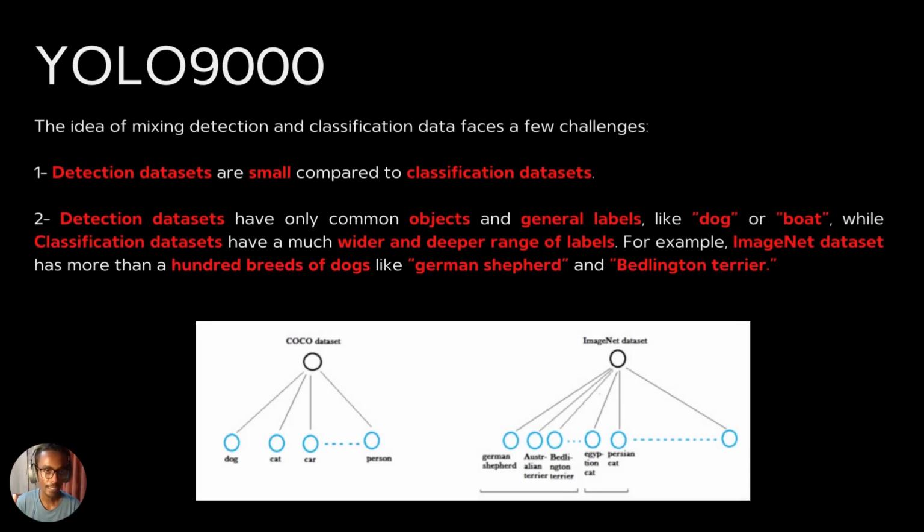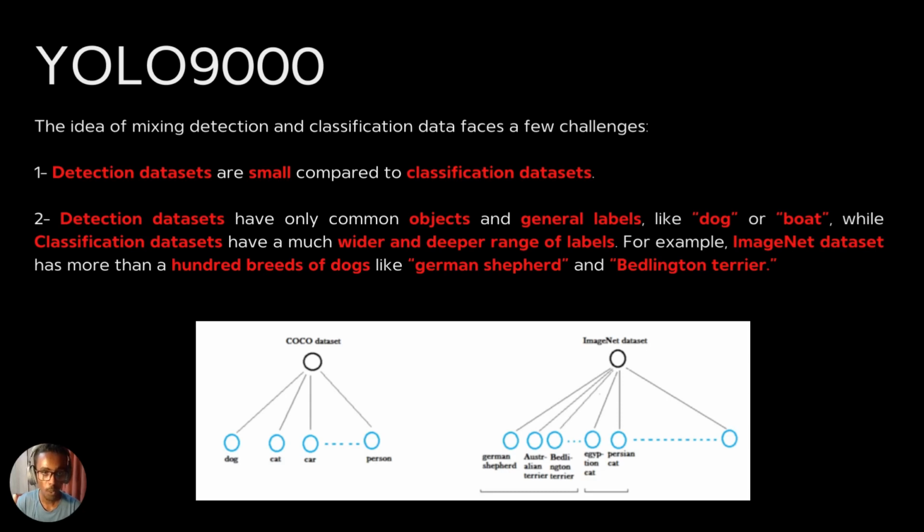The idea of mixing the detection and classification data faces a few challenges. The first challenge is, how do we combine these two datasets? First, the detection datasets are very small compared to the classification datasets. Classification datasets like ImageNet have a lot of examples, and detection datasets are much smaller and very hard to label because they contain multiple objects.